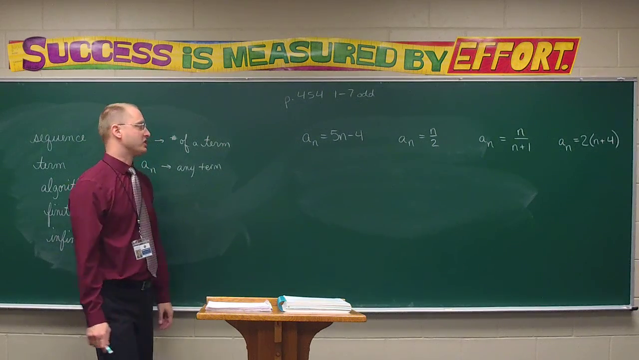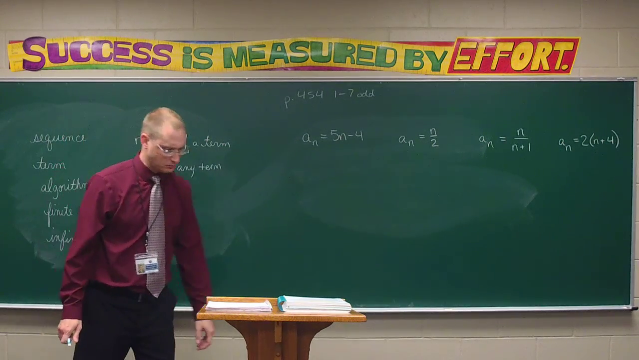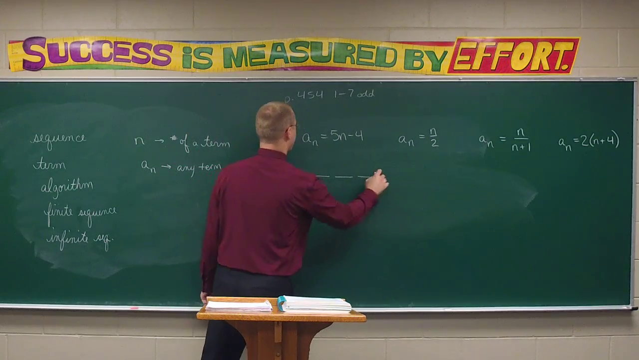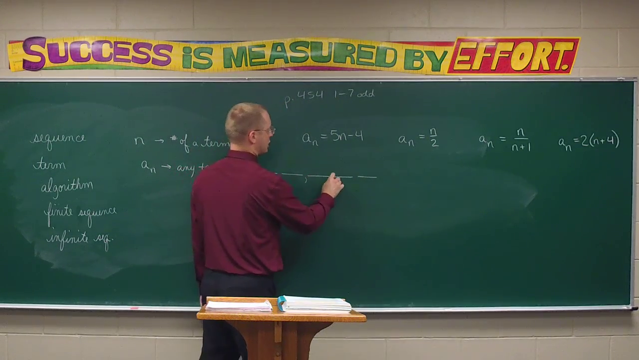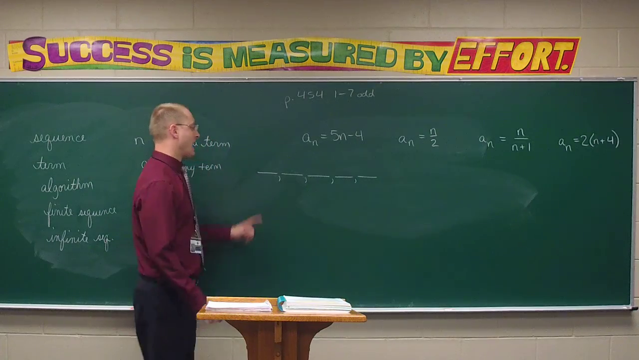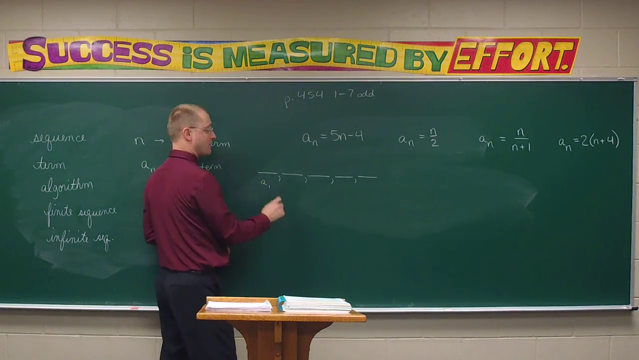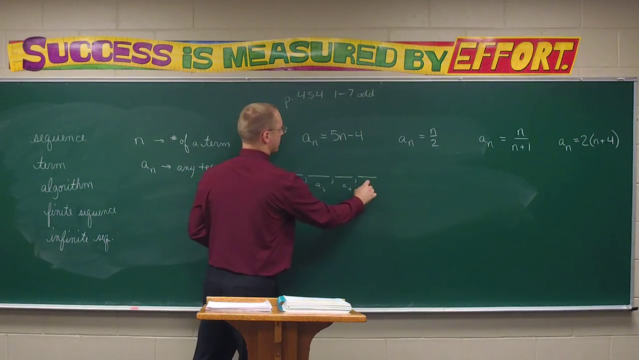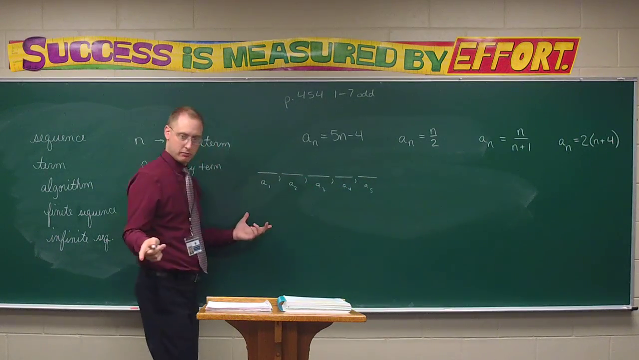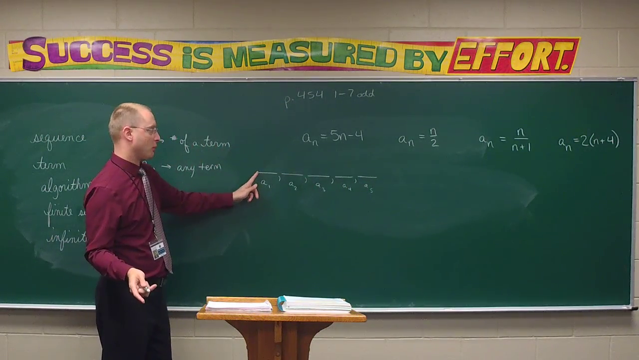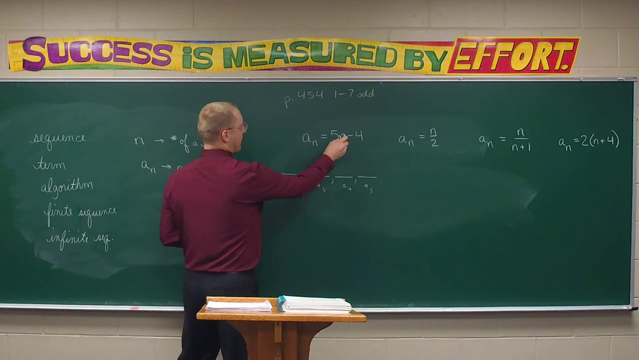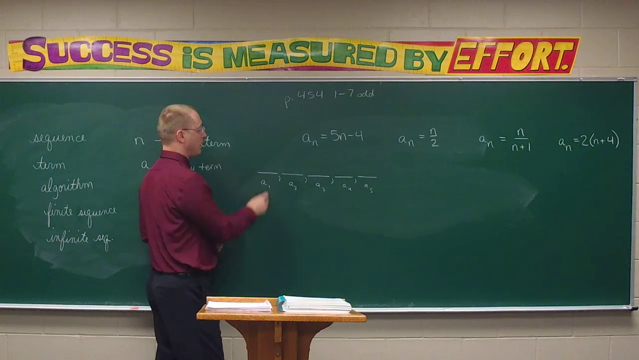All right, let's take a look at these together. Number one, the first 5 terms of the sequence. By the way, when you write a sequence, you generally separate the terms by commas. And so the very first term, of course, is going to be a sub 1, a sub 2, a sub 3, a sub 4, a sub 5, right? So for the first term, what is the n class? 1. So we plug in a 1. 5 times 1 minus 4 gives us 1.